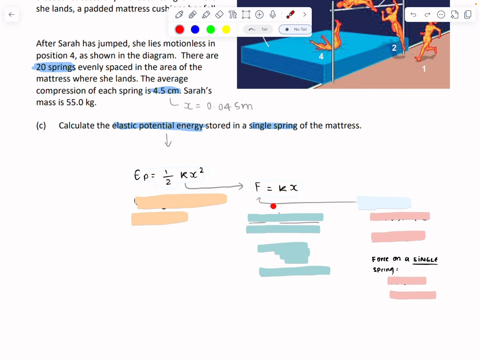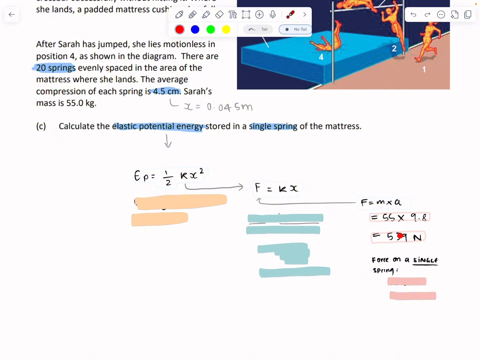So let's go on another tangent. We need an equation that will help us work out force. What is an equation that will help us work out force? It's Newton's second law equation, F equals ma, right? So let's start here. I think we've got all the values. We've got acceleration due to gravity, which is 9.8. We've got the mass of Sarah, which is 55. And now we can use these values to work out the force. So 55 times 9.8 gives us 539 newtons spread out on all 20 springs.